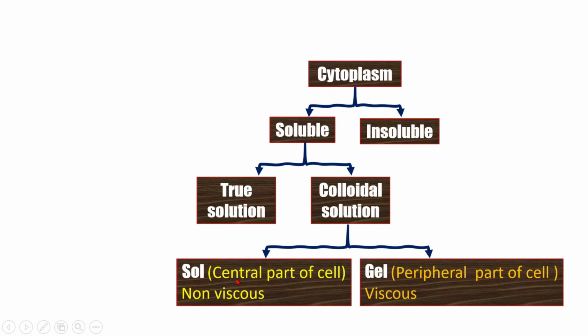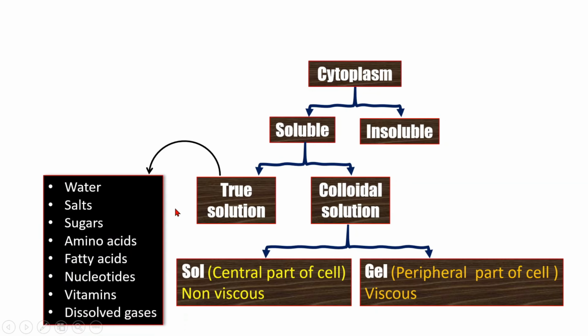The central part that is toward the nuclear membrane is called sol and it is non-viscous, while the part of the cytoplasm that is toward the plasma membrane or the cell membrane is gel. So we can say that gel is the peripheral part of the cell, or cytoplasm, and it is viscous.